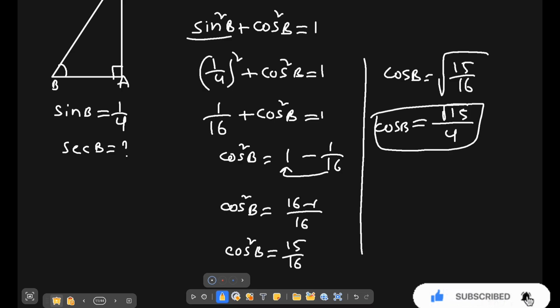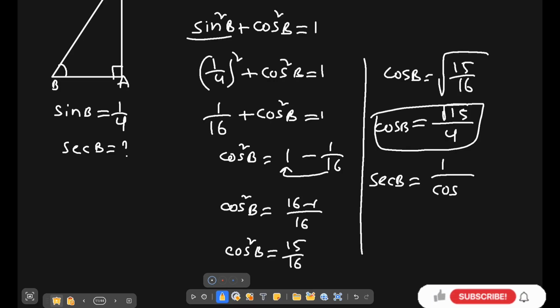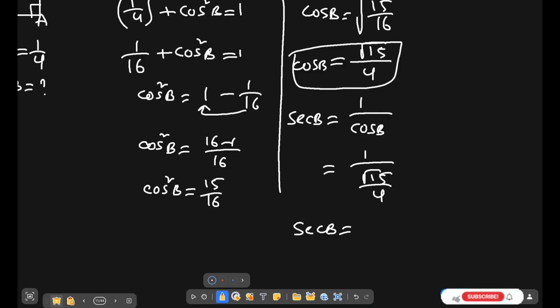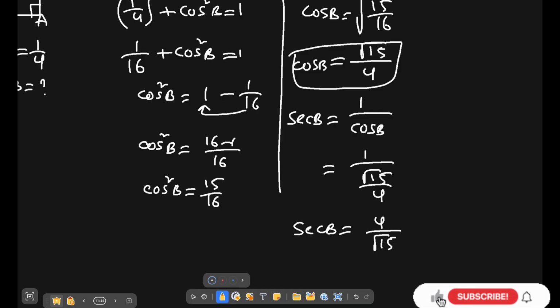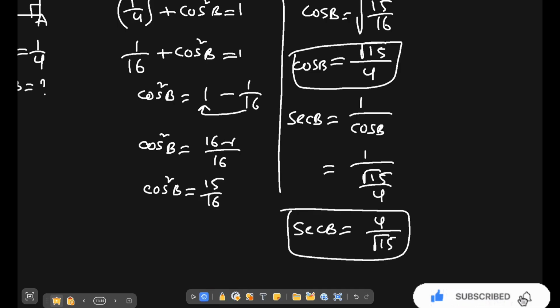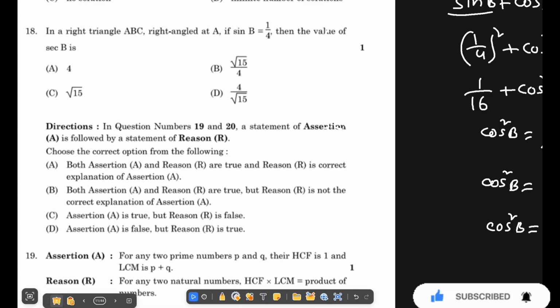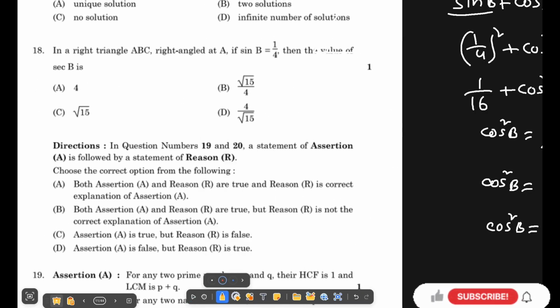Now you know that sec B is nothing but the reciprocal of cos B, 1 by cos B. Already we know the cos B value, which is root 15 by 4. So sec B will be equal to the reciprocal of this, 4 by root 15. Let's check the options. Yes, we have 4 by root 15. Option D is the right answer.